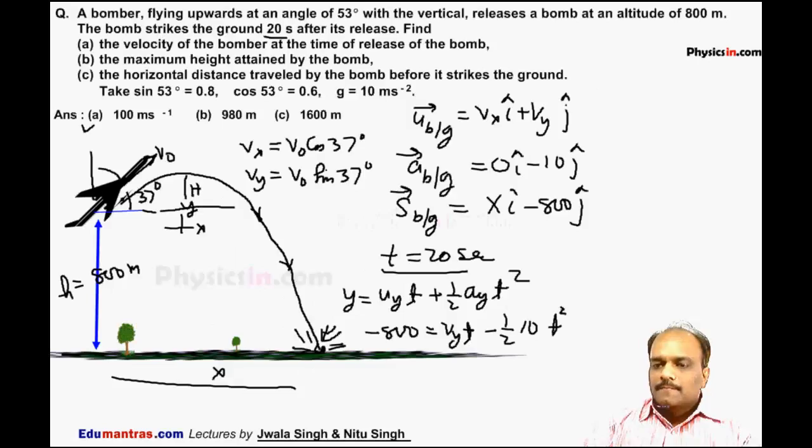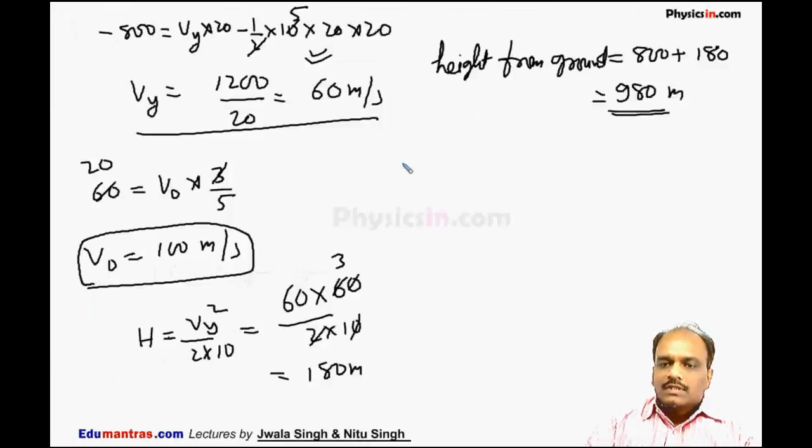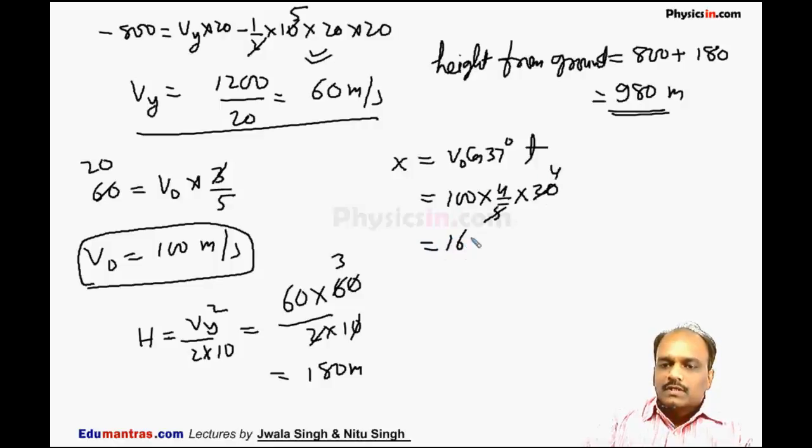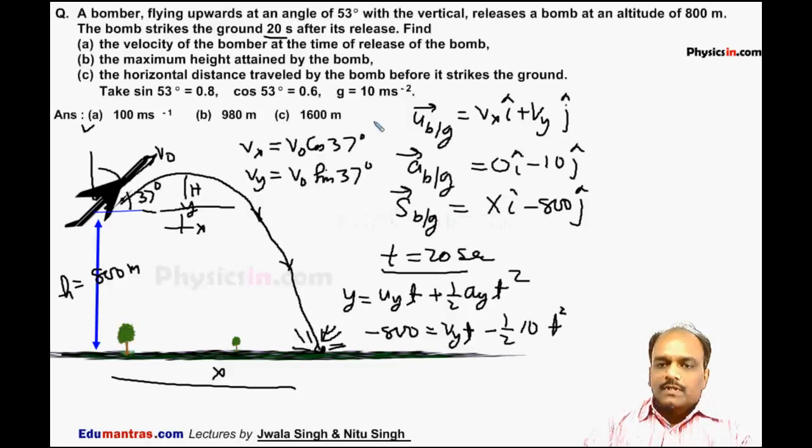Now the next question is the horizontal distance traveled by the bomb before it strikes the ground. For horizontal distance, we can say the horizontal distance x is ux, and we know ux is v naught cos 37 into t. So v naught is 100, cos 37 is 4 by 5, and time we know it is 20. So from here we get 4 into 4, 16, so this is 1600 meter. This is the horizontal distance. This is our third answer.